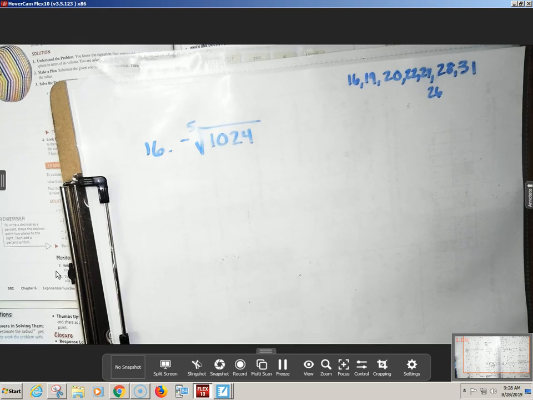unless we want to commit right now for everyone to bring a calculator to the quiz tomorrow. How many of you guys are like, I'd rather use a calculator, so can we just have the whole class agree that if they bring it, they can use it, and if they don't, they can't? How many of you guys want to use a calculator on the quiz tomorrow?